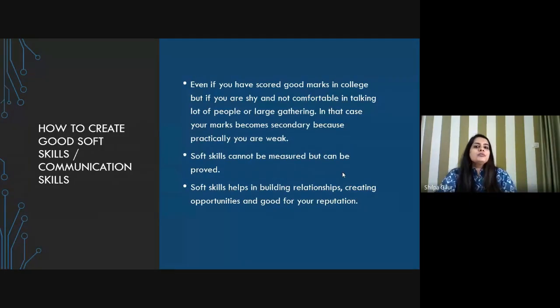Now, even if you have scored good marks in your college, but if you are shy and not comfortable talking to a lot of people or a large gathering, in that case your marks become secondary because you are practically weak, okay?